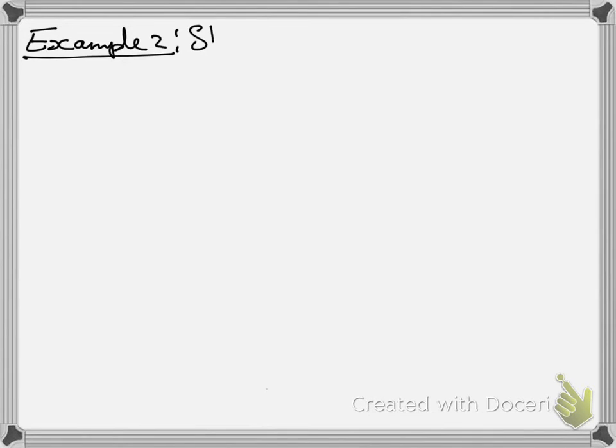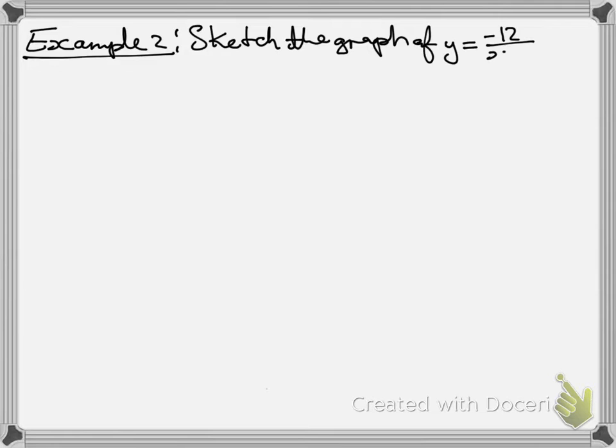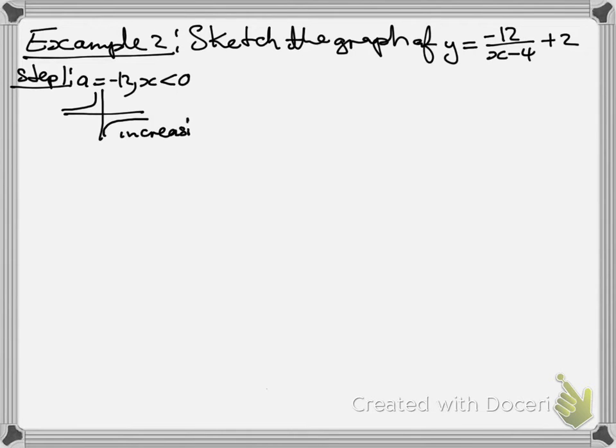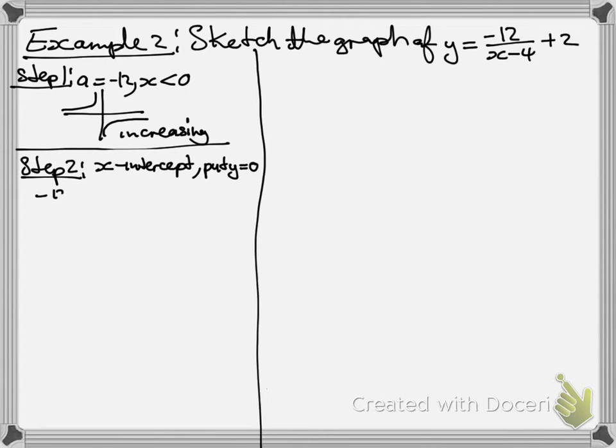Example number 2. Sketch the graph of y is equals to negative 12 all over x minus 4 plus 2. Right, step number 1, our a tells us that this is an increasing function and the graphs are in the second and fourth quadrants. Step number 2, we find the x-intercepts. We put y is equals to 0. And then we solve for x.